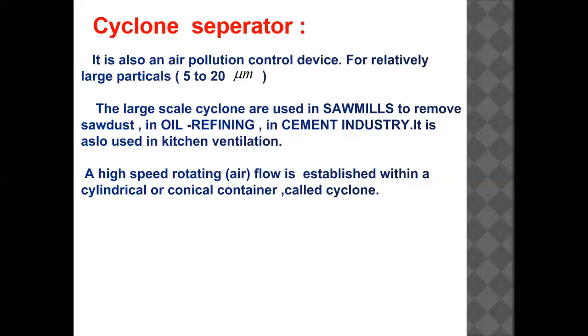Large scale cyclones are used in sawmills to remove sawdust, in oil refining industries, and in cement industries. It is also used in kitchen ventilation. A high-speed rotating flow is established within a cylindrical or conical container called a cyclone.